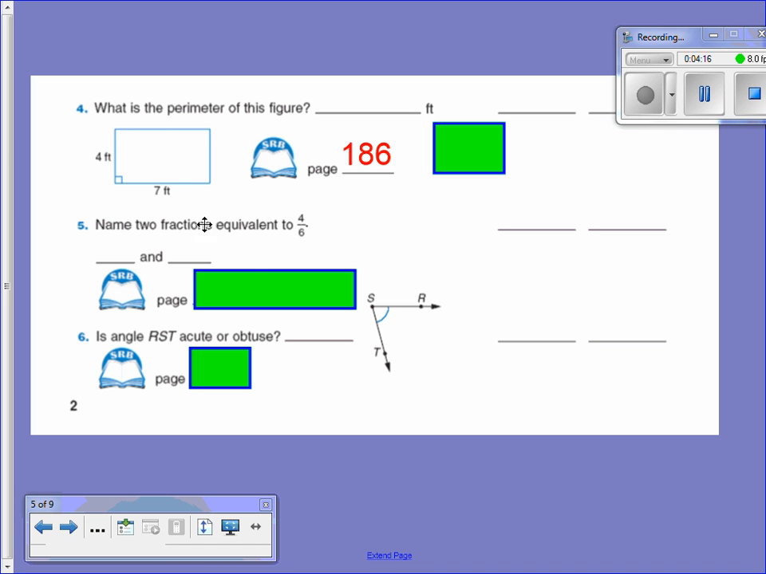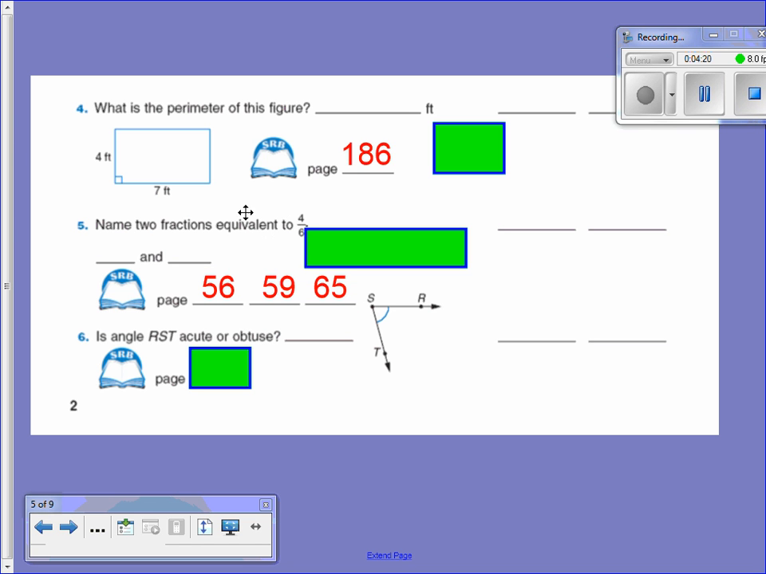Number 5, name 2 fractions equivalent to 4/6. If you don't remember what the word equivalent means, please take a look at these page numbers. It'll help you out a little bit with fractions. Obviously, multiple answers will work in this area. Please stay away from 40 over 60 and 400 over 600. Let's try and use a little bit of our multiplication skills to get a little tougher, higher order fractions in this place.